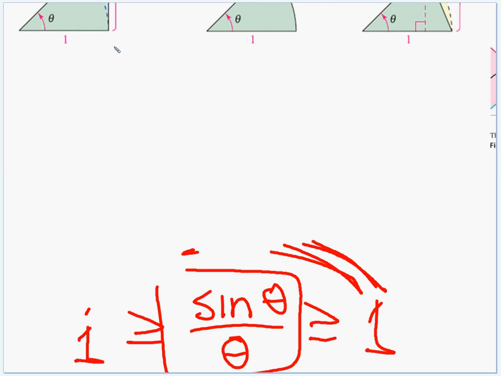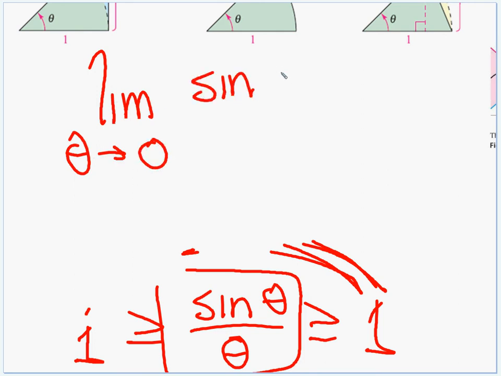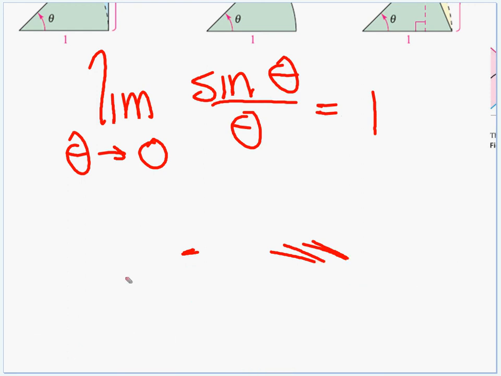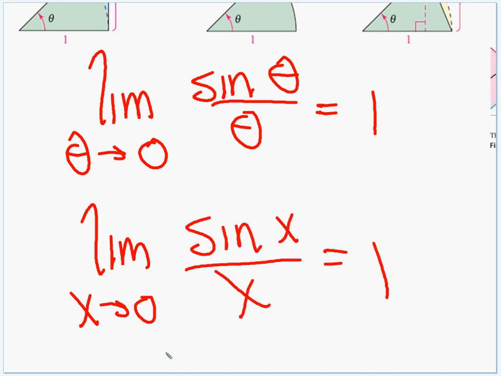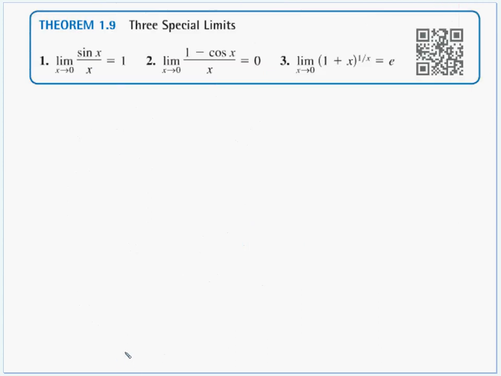And let me write this out in all its glory. The limit as theta approaches 0 of sine theta over theta is equal to 1. Or you could write it with x's. The limit as x approaches 0 of sine x over x is equal to 1. That should just be memorized.